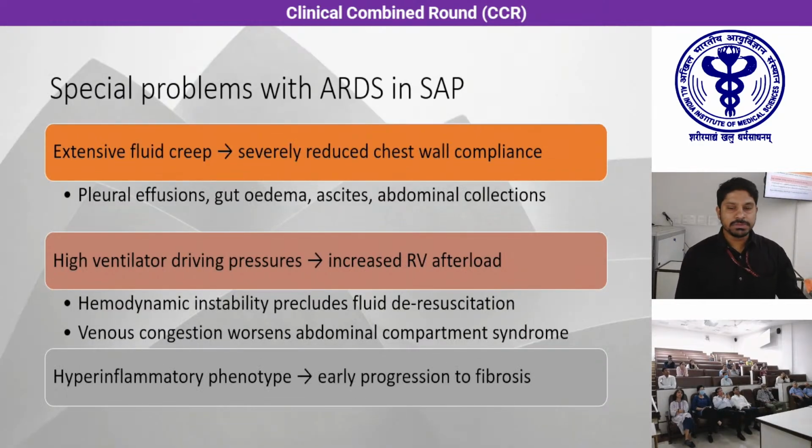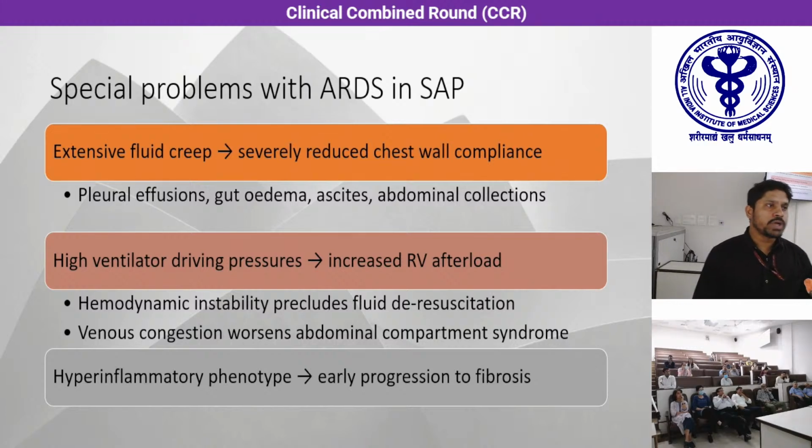What are the special problems of ARDS with severe acute pancreatitis? In pancreatitis, it is a hyperinflammatory state, and there is extensive fluid creep from the leaky capillaries. This fluid creep causes severely reduced chest wall compliance. This is also worsened by pleural effusions, gut edema, ascites, and abdominal collections. So all these make ventilation very difficult. This needs high ventilator driving pressures, and this causes high afterload of the right ventricle, and this causes hemodynamic instability.